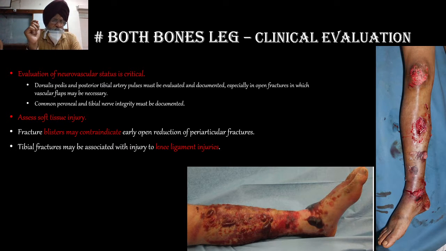Assess the soft tissue injury. Fracture blisters may contraindicate early open reduction of periarticular fractures. Tibial fractures may be associated with injury to the knee ligaments.